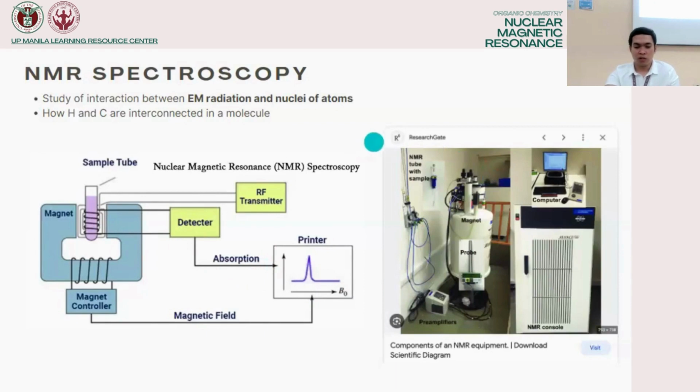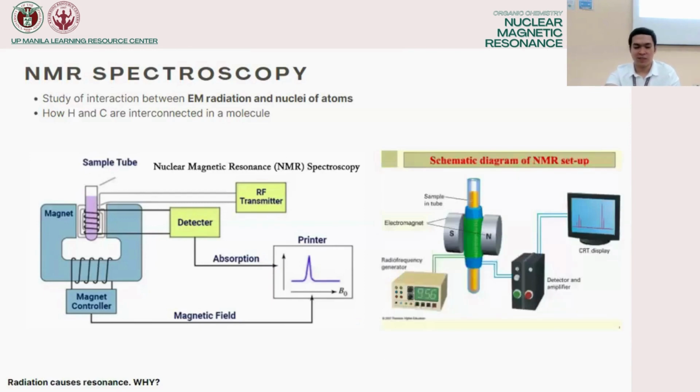This is the typical setup. I just screenshotted it from the net. Of course, we won't dig deeper into that. That's not needed for the exam. So this is the generator, you have an electromagnet, a sample tube, and then the detector. Once this system runs, it just detects and will produce your display.